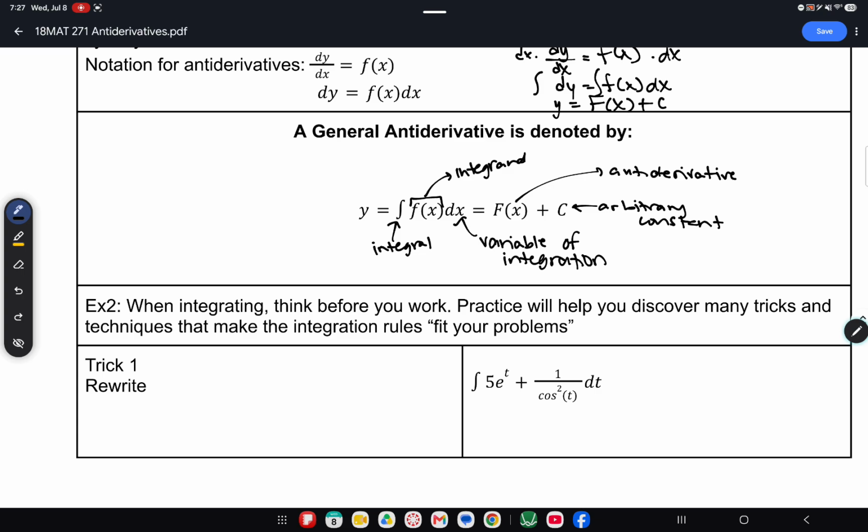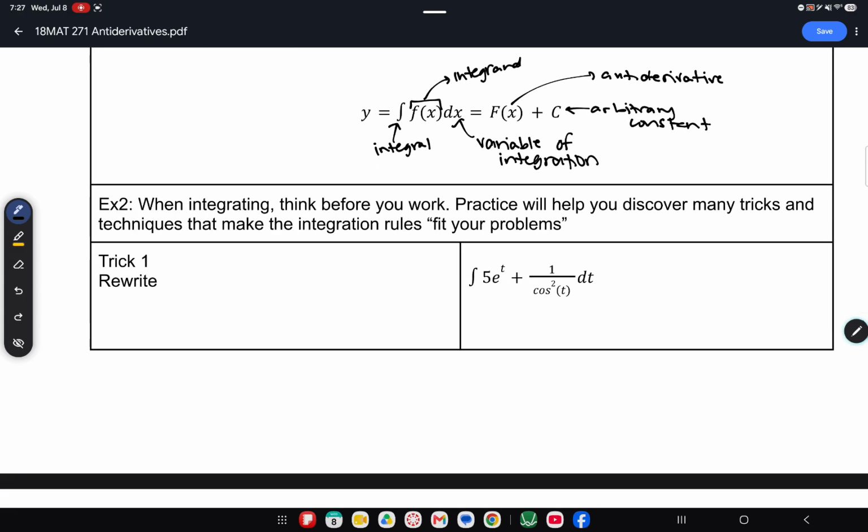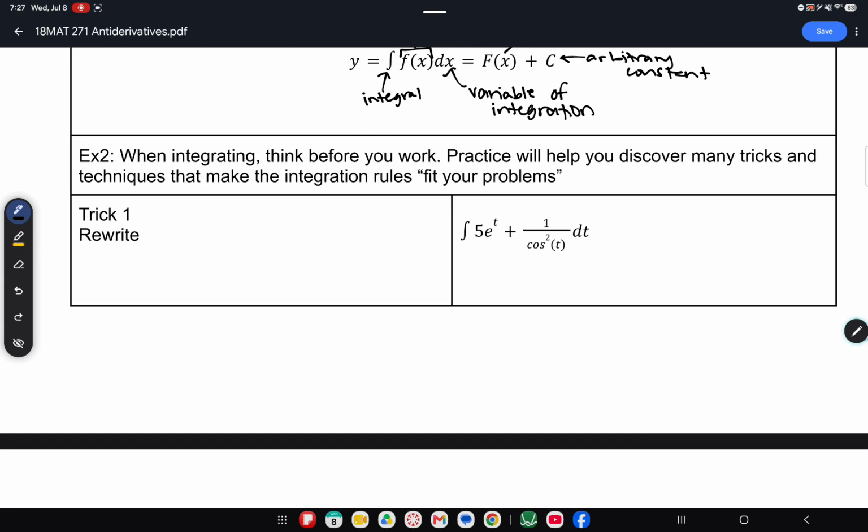Before we look at all the different rules, let's see if we can rewrite some of these and deduce them ourselves. Because the big thing with integration is going to be all the different tips and tricks. In fact, Calc 2 is almost a whole course on that. So we might want to rewrite some of them. That might be one trick. I don't think I can do anything with the 5e to the t. But I think 1 over cosine squared of t could be written differently, maybe secant squared of t dt.